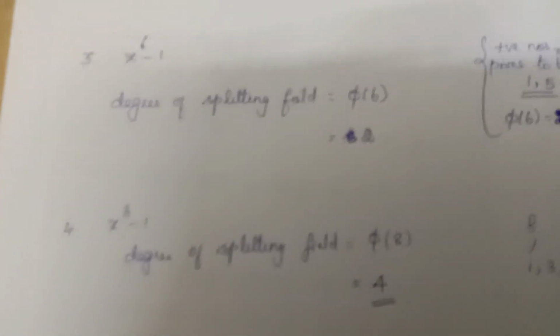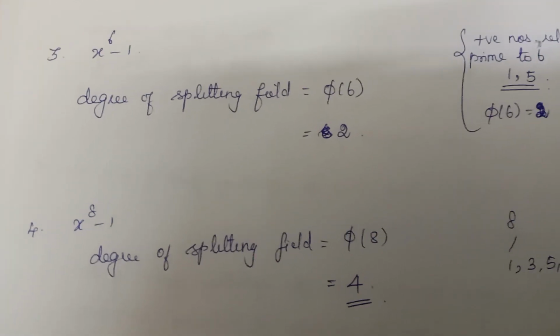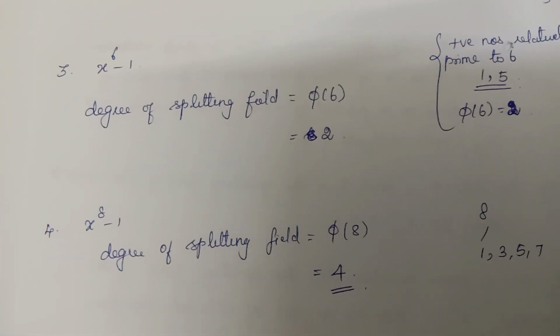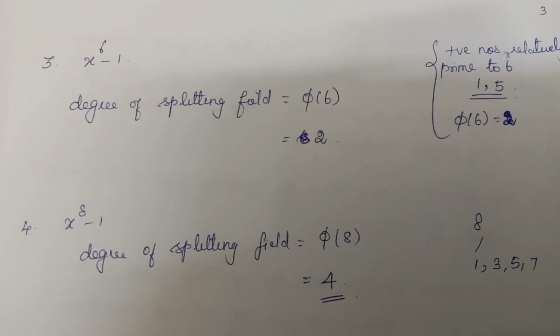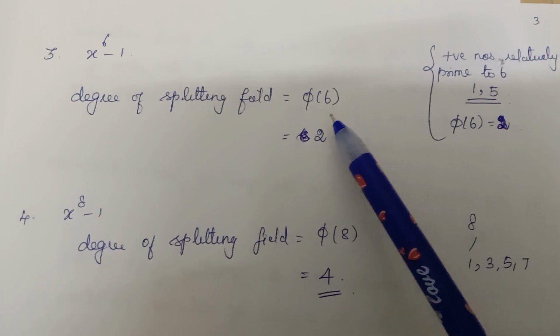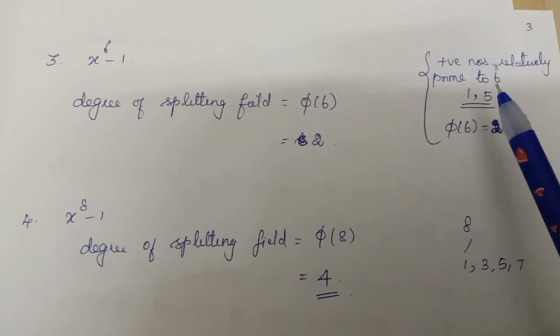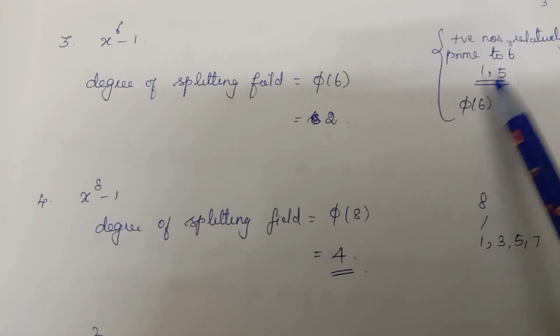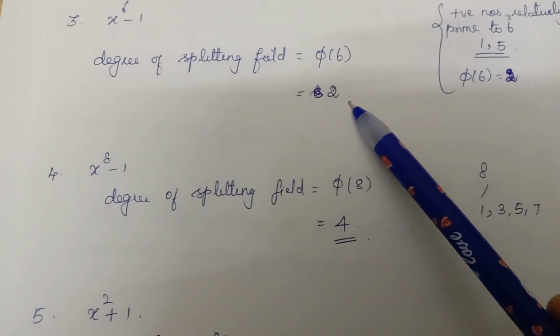Then the next one is x power 6 minus 1. Here 6 is not a prime number, so the degree of the splitting field will be what? Phi of 6. Phi of 6 means what? That is the number of positive integers less than 6 and relatively prime to 6. So what are the positive integers less than 6 and relatively prime to 6? 1 and 5. So two numbers are there, no? So the degree of the splitting field is equal to 2.